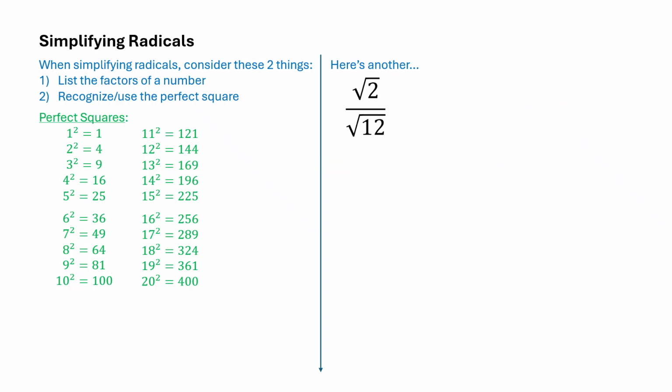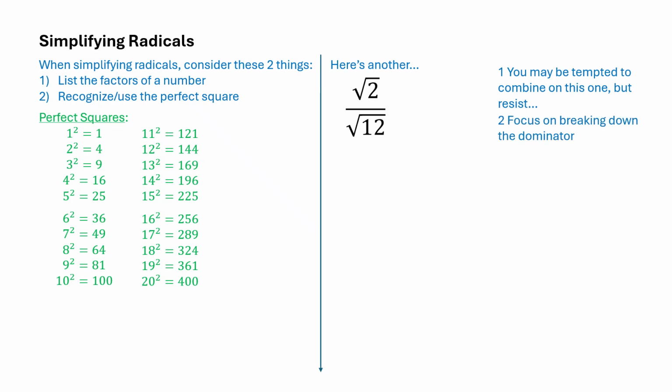Let's do it again, but this time neither of the numbers are perfect squares. In this version, both the numbers are already split. So you might be tempted to combine this into one and then reduce the fraction, right? Try to resist that. It's not a good idea. So focus on breaking down the denominator. Sorry for the typo.